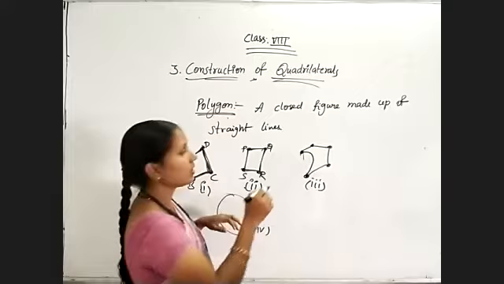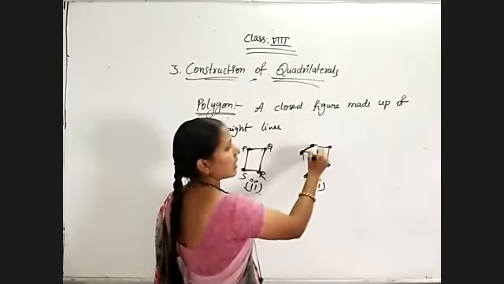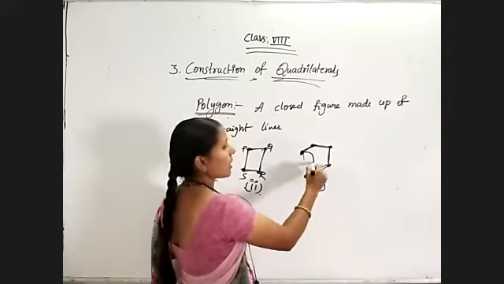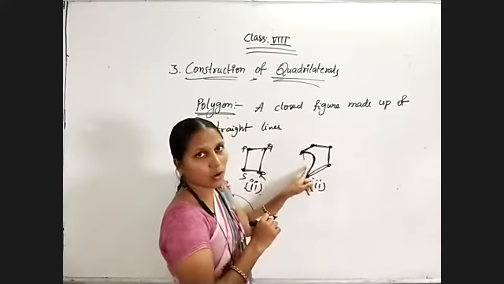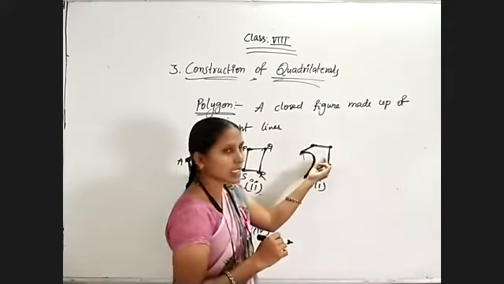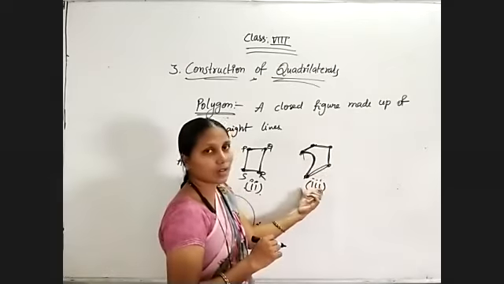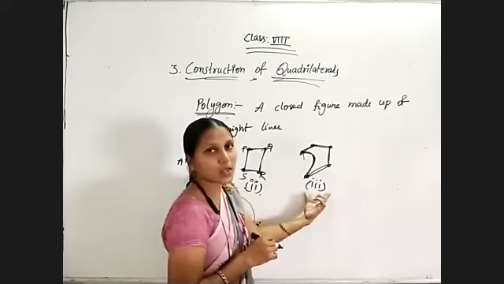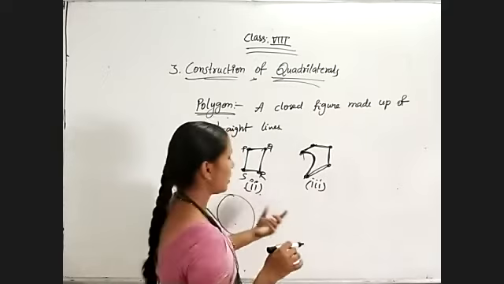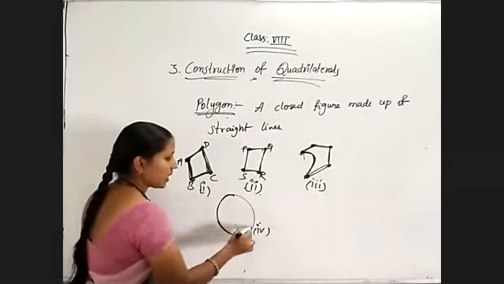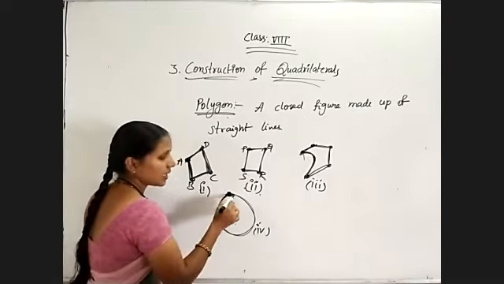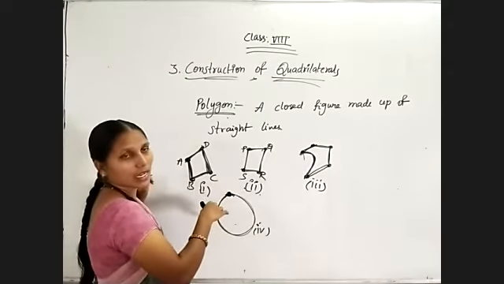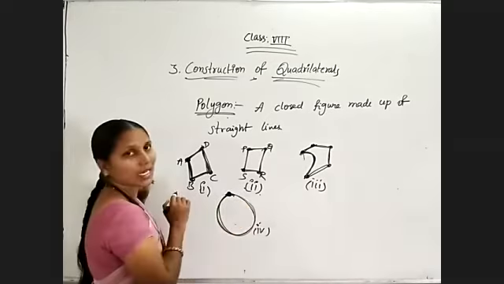Coming to the third figure, this is a straight line. This one also is a straight line segment. This one also, this one also. But what about this? Is this a straight line? No, curved line. So even though it is a closed figure, because it has one of the sides curved, that's why it is not a polygon. Okay. Now coming to this one. Even though it is a closed figure, it has curved lines. It doesn't have straight lines. So that's why it is also not a polygon.